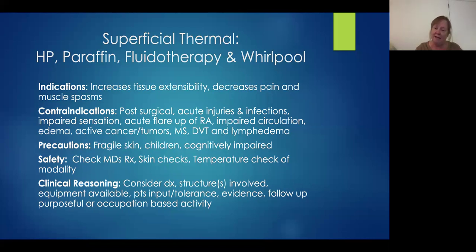So you have to be very attentive if you decide that you are going to use it. And then for somebody cognitively impaired, are they going to be able to tell you, again, does this feel hot? Is this too hot? So we have to be especially careful, especially cautious with those three things. And I like using physical agent modalities, but what makes the big difference is the exercise and the activity and the occupations that you do that follow it up. And so that is going to be extremely important for you to keep in mind.